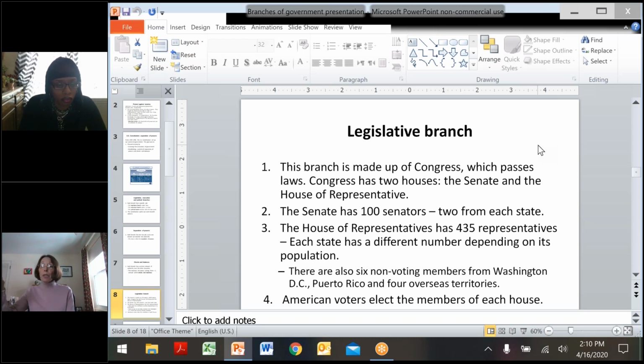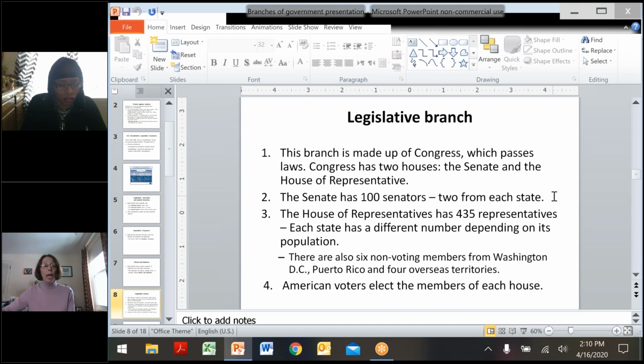Each state has a different number depending on its population. So, like California and New York will have a lot more because they're much bigger states, whereas like Wyoming has only a few because there aren't many people living there. There are also 6 non-voting members from Washington, D.C., Puerto Rico, and 4 overseas territories like the U.S. Virgin Islands and Guam. And like I said, American voters elect the members of each house.